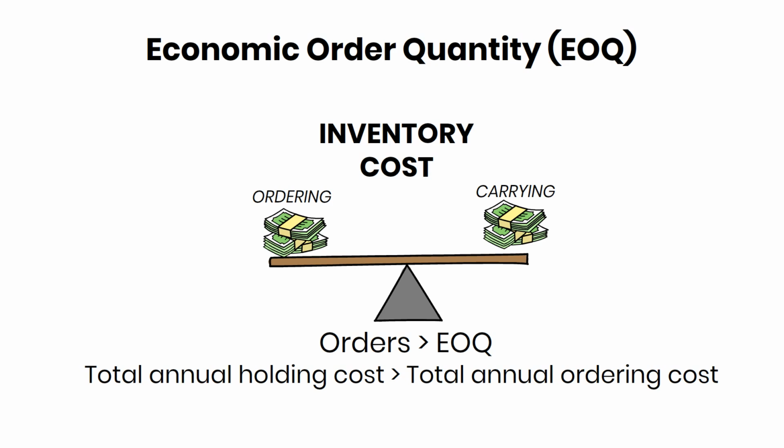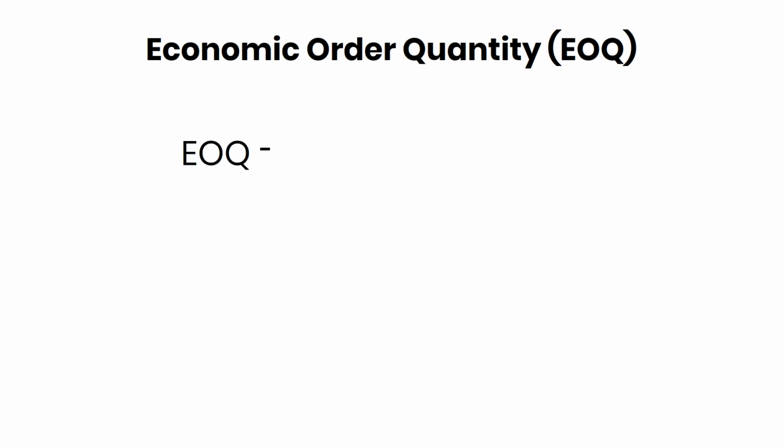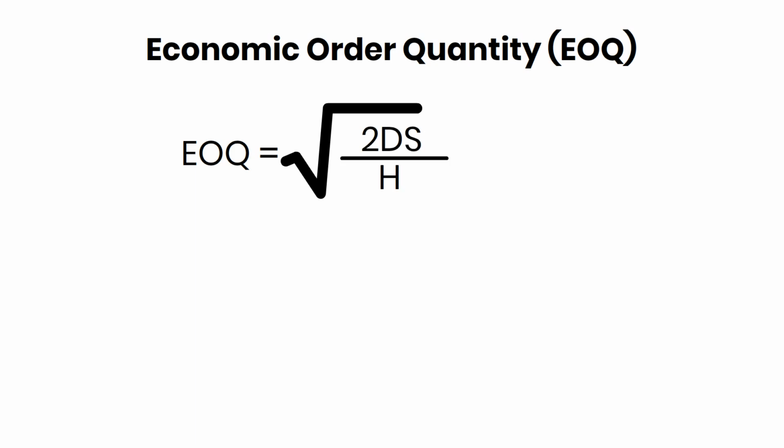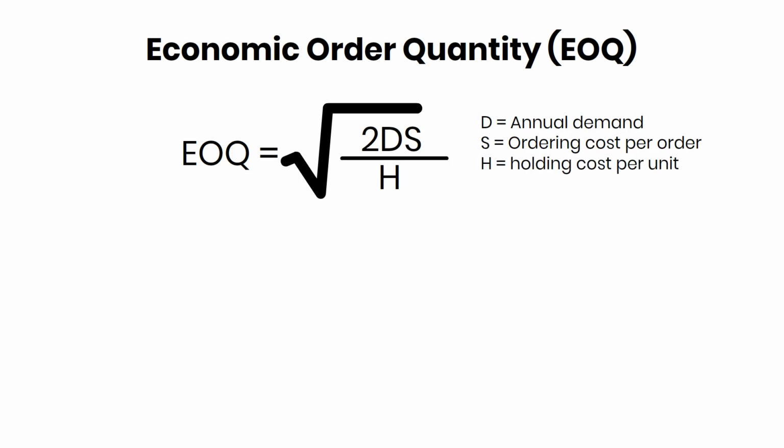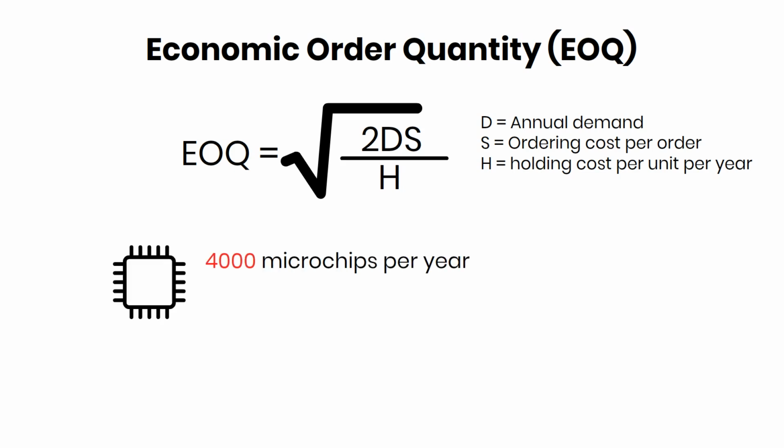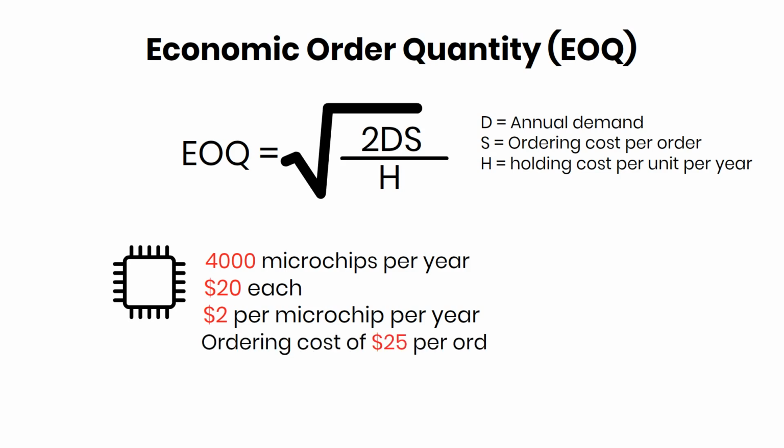To calculate EOQ, the formula used is EOQ equals the square root of 2DS over H, where D is the annual demand, S is the ordering cost per order, and H is the holding cost per unit per year. For example, consider Lisa Green's electronics store, which uses 4,000 microchips per year, purchased at $20 each, with a holding cost of $2 per microchip per year, and an ordering cost of $25 per order.